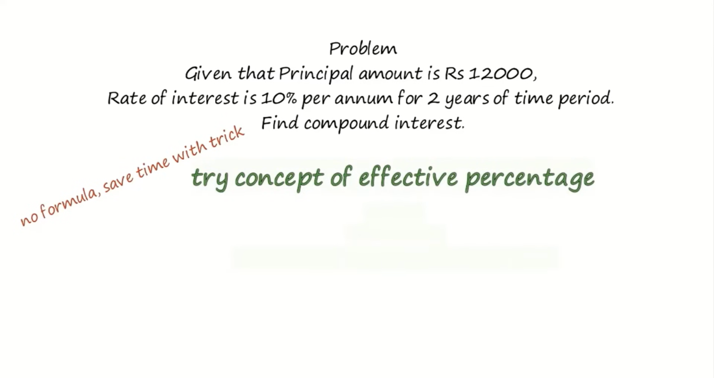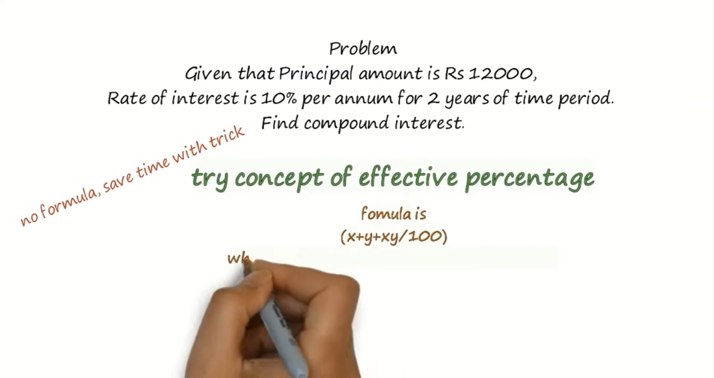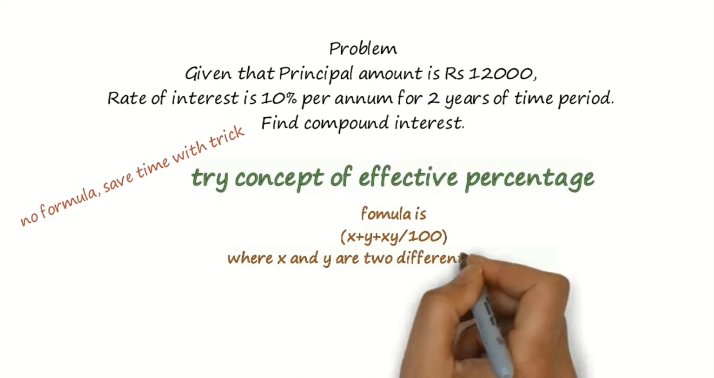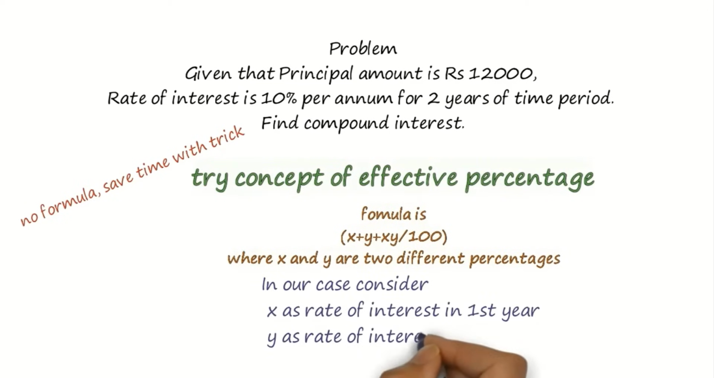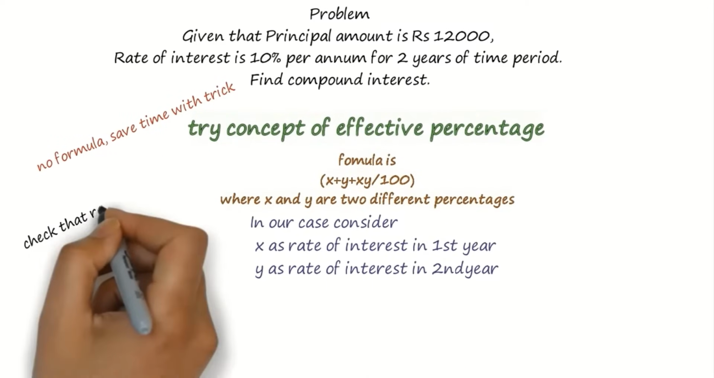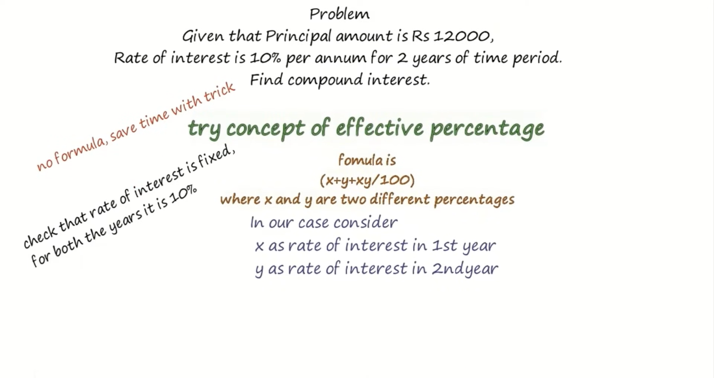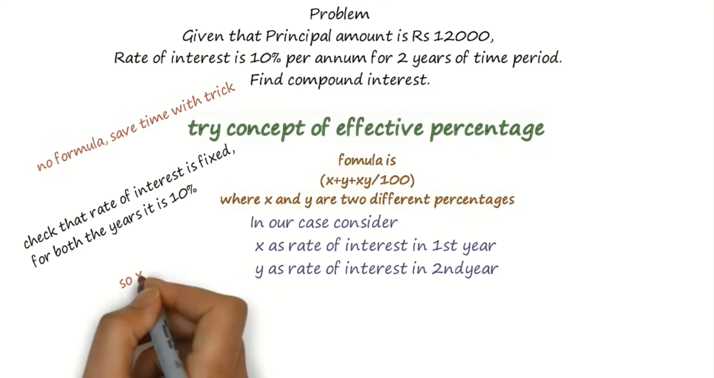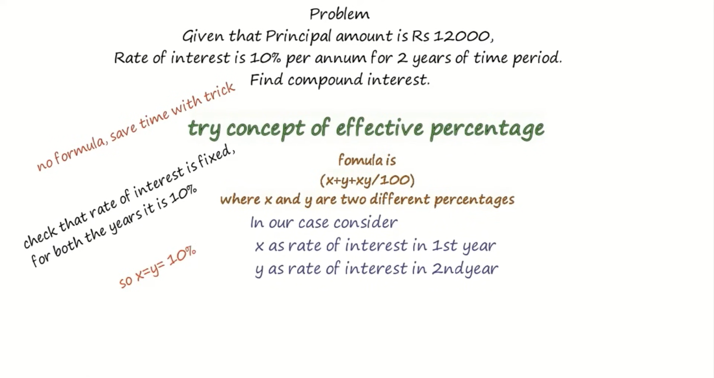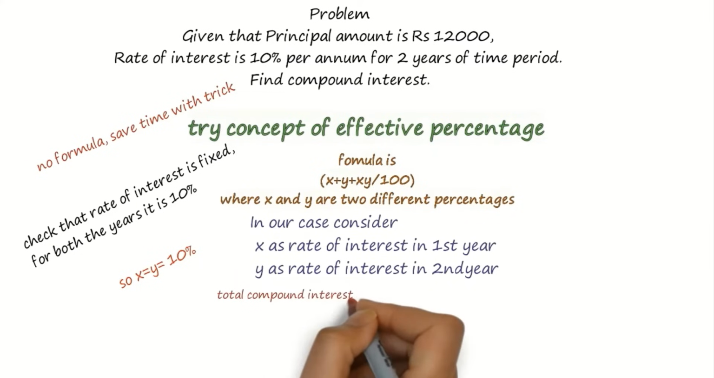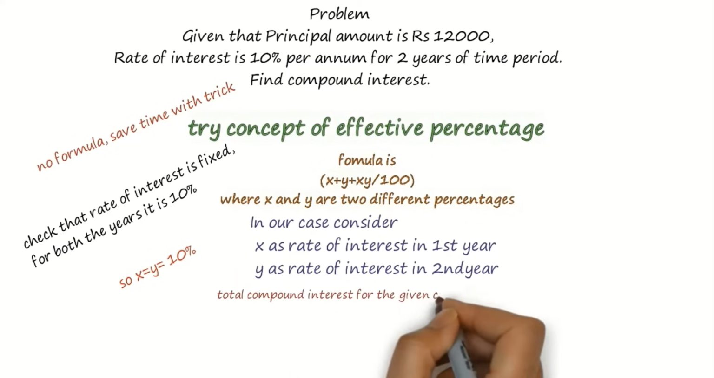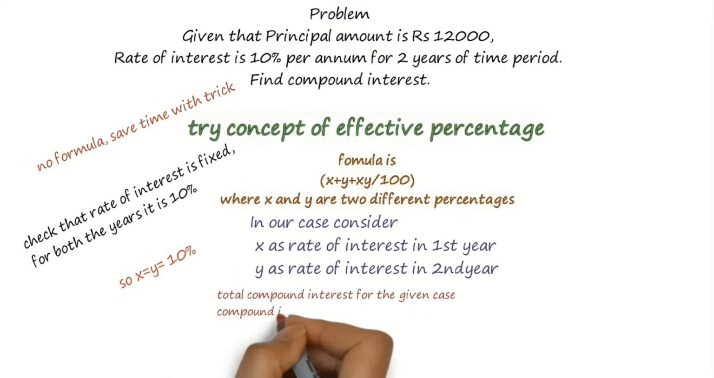To calculate effective percentage, the formula will be x plus y plus x into y divided by 100, where x and y are the given rates of interest of year 1 and year 2. In our case, the rate of interest for both the years is the same. So x is equal to 10 as well as y is equal to 10. So we put the value of x and y in the formula.